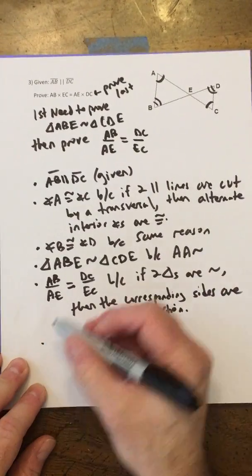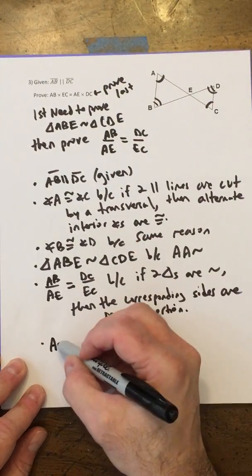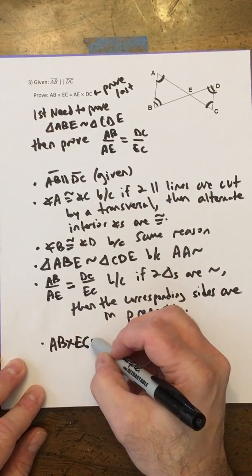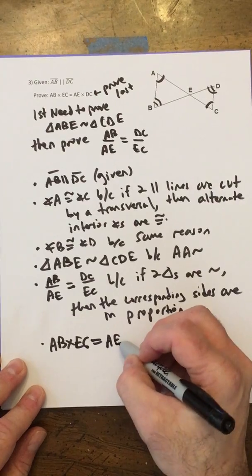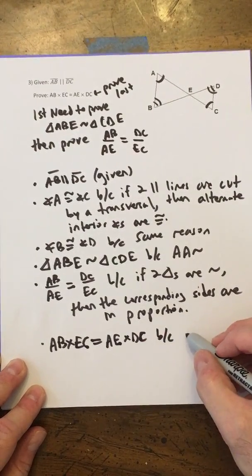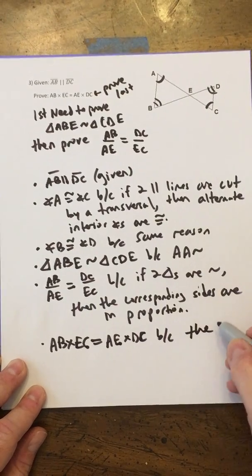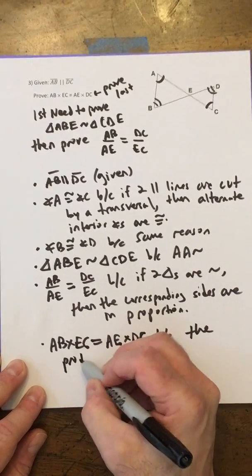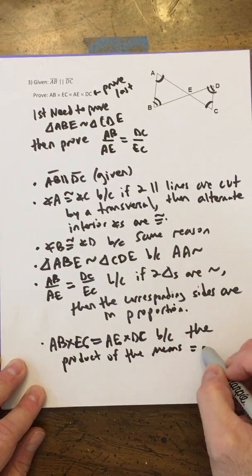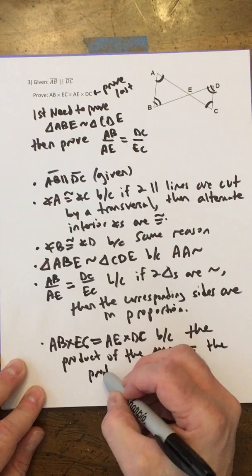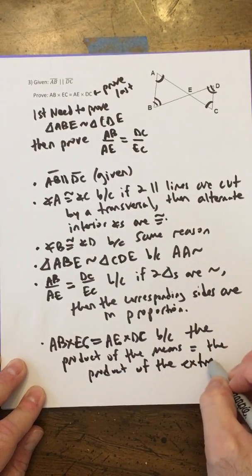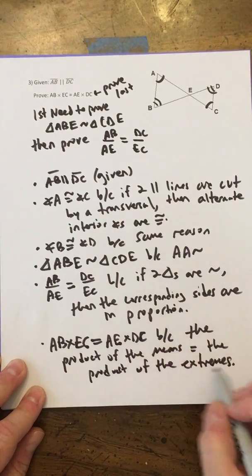And then finally, we get to the final step, which is the thing we were asked to prove in the first place: AB times EC equals AE times DC. And we get that because in a proportion, the product of the means equals the product of the extremes. Okay? That's how you do this proof.